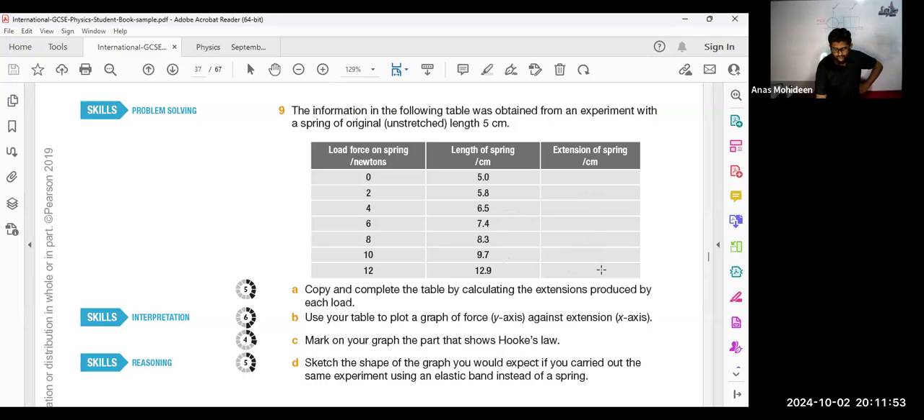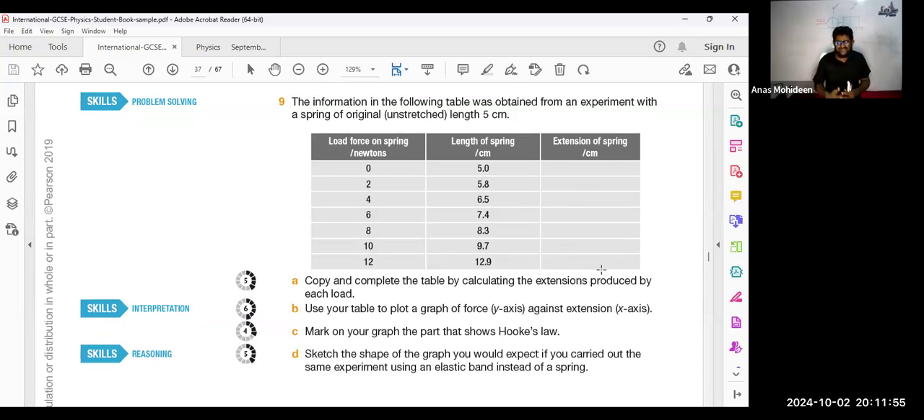Then it is asking you, use your table to plot a graph of force against extension. So what are you supposed to do here? You have to plot the graph. So how do you take it? You have to take the load on one side and the extension on the other side. So 2 axes you have to take. Taking both the axes, you have to plot them.